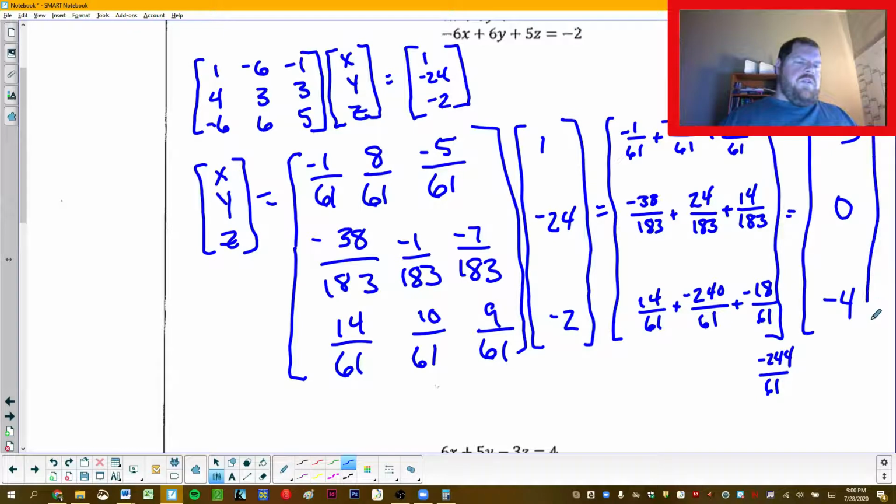So we see that we have to deal with at some point some really ugly answers, but they usually condense down a ways. So x equals negative 3. Y equals 0, and z equals negative 4.